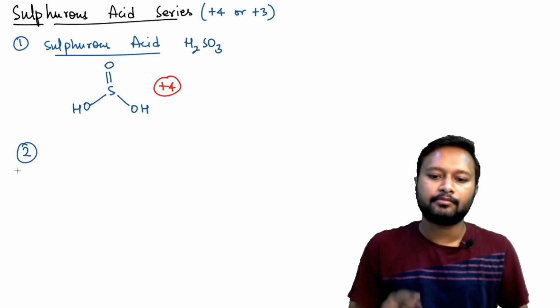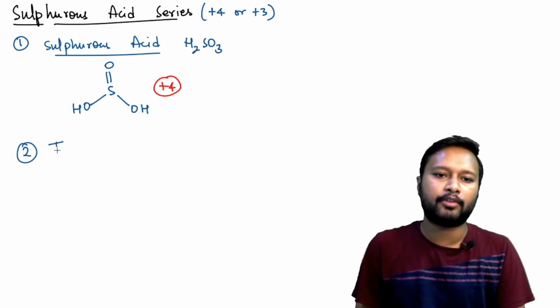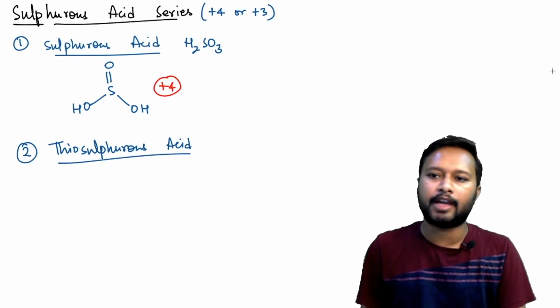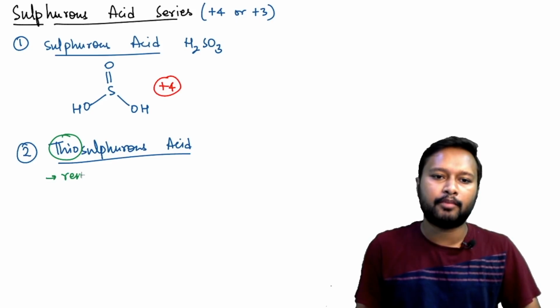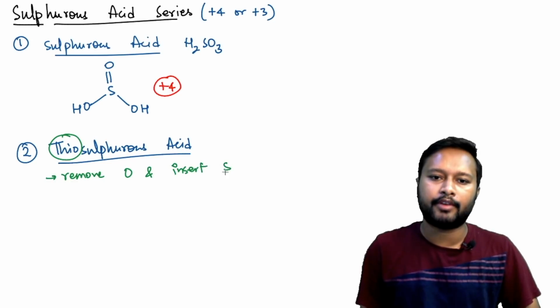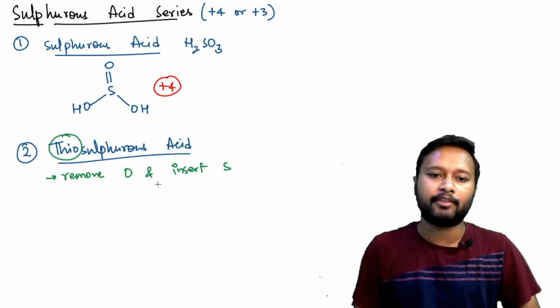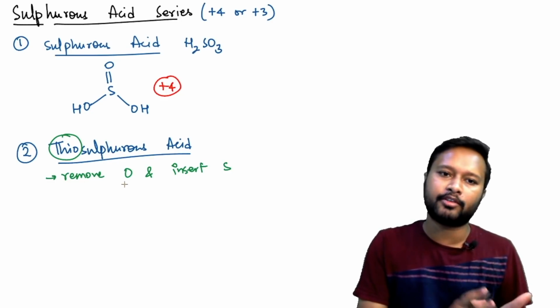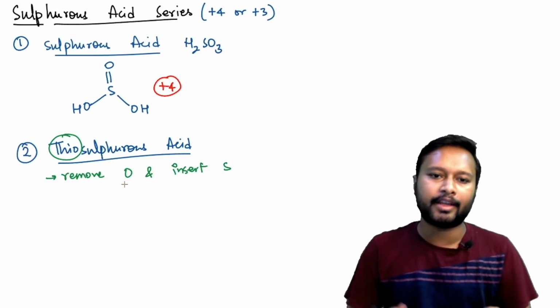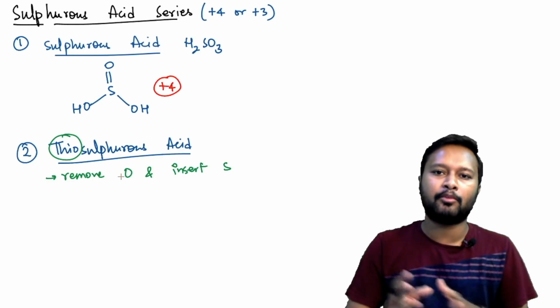Okay, for the second one I am going to find out thiosulfurous acid. Whenever this word thio comes, what does it mean? It means remove oxygen and insert sulfur. Which oxygen you have to remove? To be very specific, if you remove the double bonded oxygen, it will be much better. If you don't remove the double bonded oxygen, you have to do the resonance structure and then get back to this. But the criteria is you should remove the double bonded oxygen.